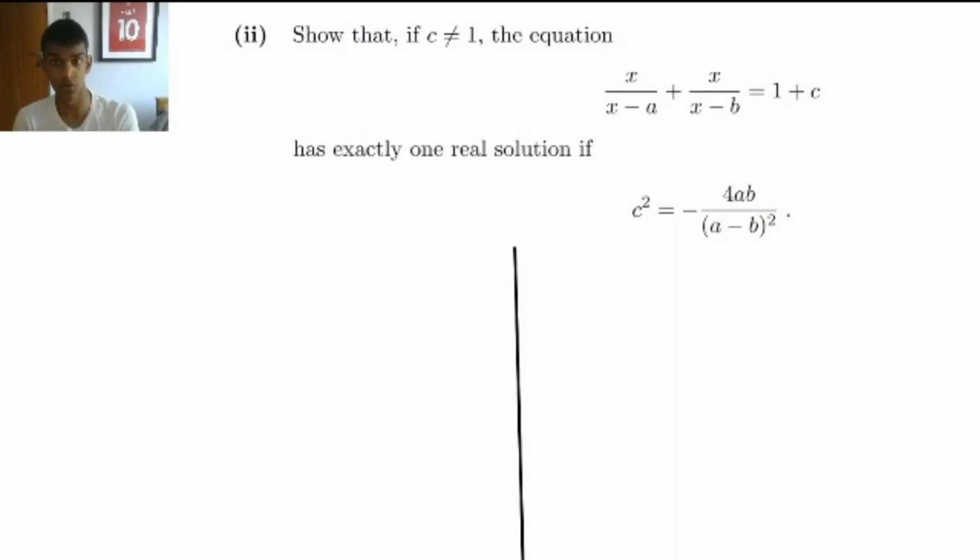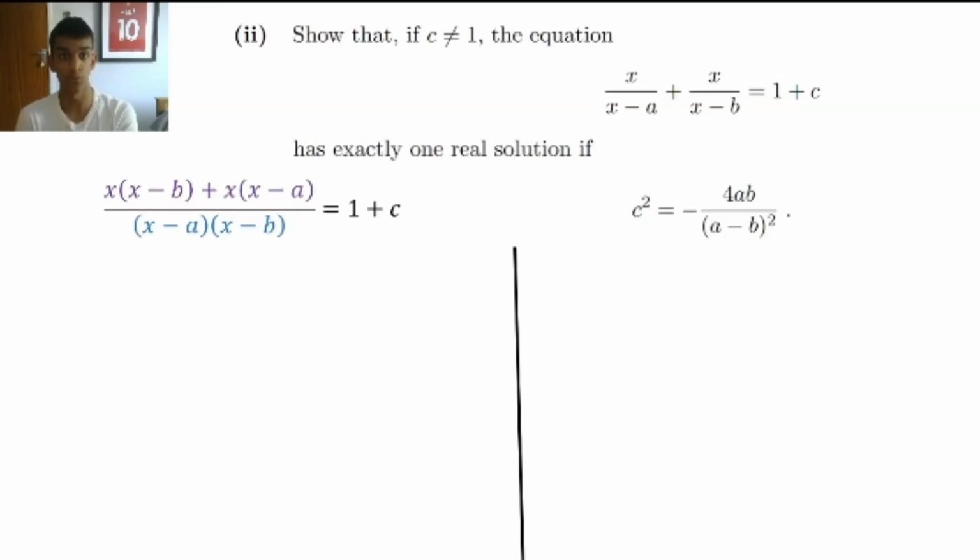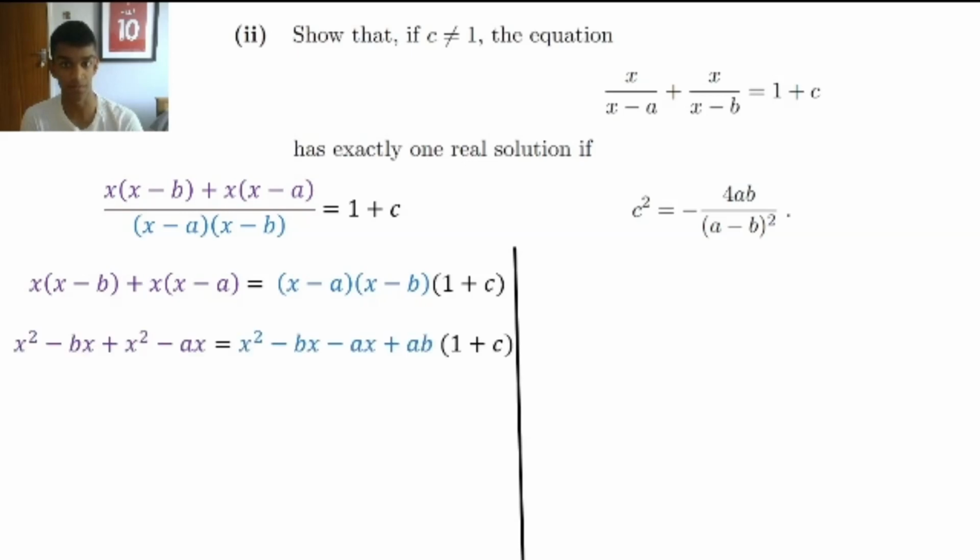We'll move on to part 2, which is slightly more tricky, but is entirely doable. As before, we have made the denominator the same for both fractions. The only difference is that we have a 1 plus c instead of a single 1 on the right hand side. That's why when we multiply out the denominator, we can't immediately cancel out the 1. This is because there's the 1 plus c inside the brackets.